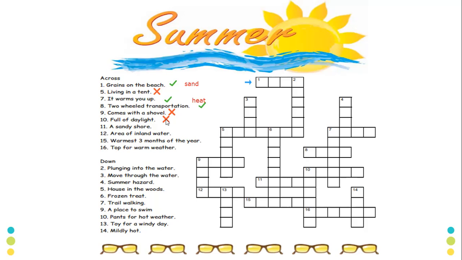Desert. There's no shore in the desert. Oh, only beach. Okay, it's in the beach. So 11, B-E-A-C-H. Okay. So you have to spell also, okay? Tell me the spelling for other words, okay? Okay. 12.